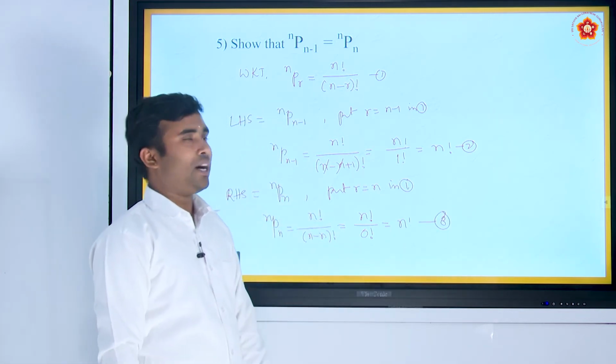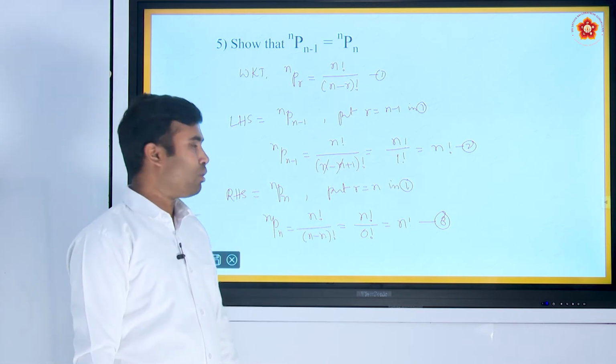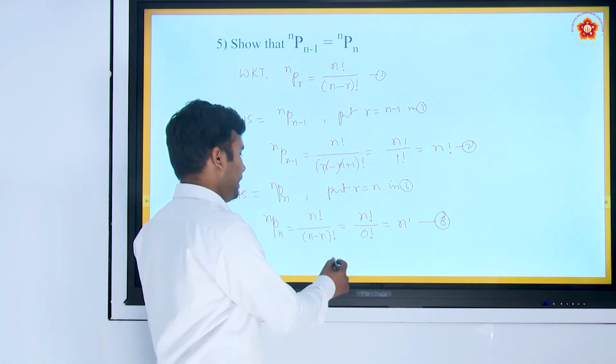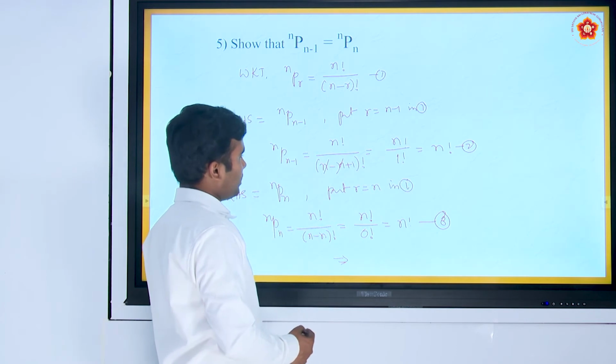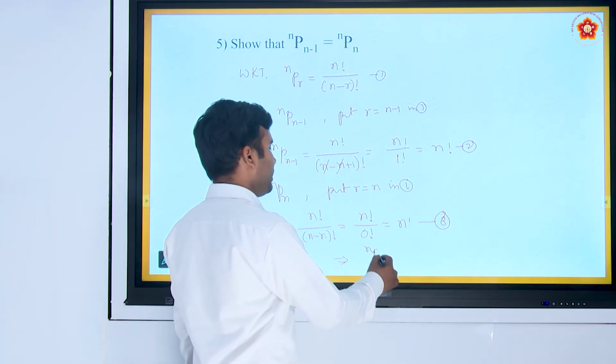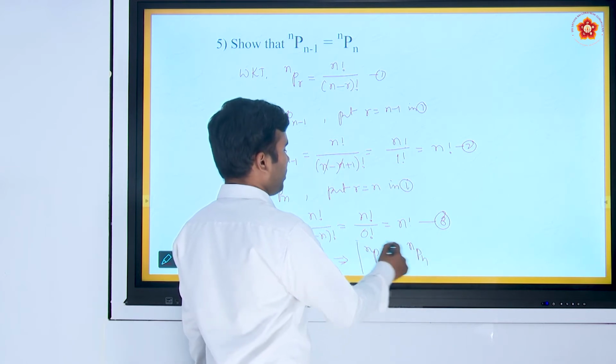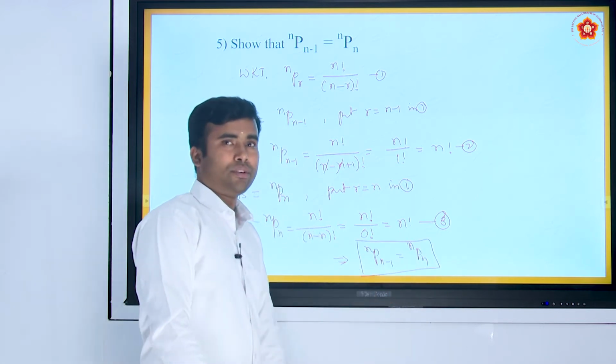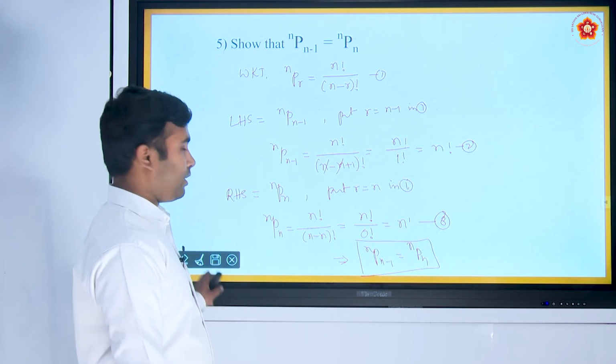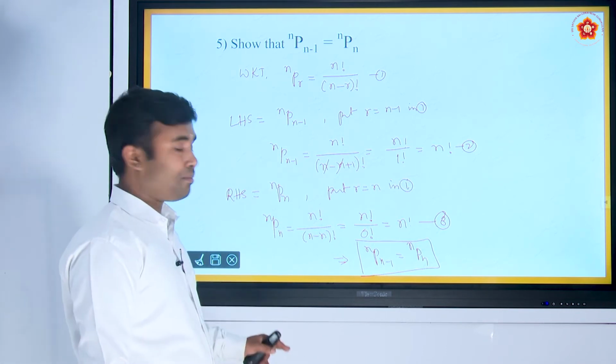Now you look at the RHS of equations 2 and 3. Both are equal. Hence I can equate the LHS: LHS of 2 and 3 gives nPn-1 is equal to nPn. So this is what we need to prove, right? Okay, so hence we got the proof.